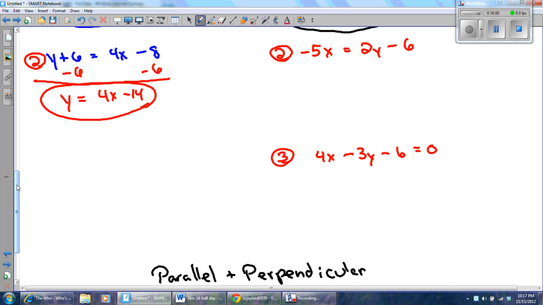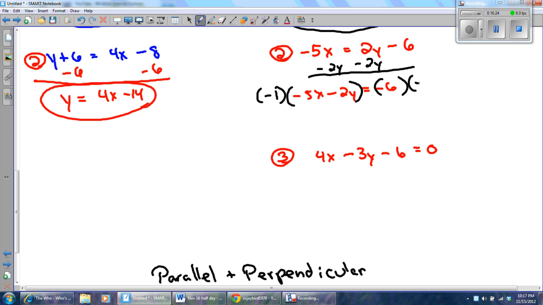Okay, number 2. Looks like the y is in the wrong place, so I'm going to subtract 2y from both sides. And when I do that, I get negative 5x minus 2y equals negative 6. Again, I'm not in standard form because a is not positive. So multiply by negative 1. And I'm going to get the equation 5x plus 2y equals positive 6. And we're in standard form.